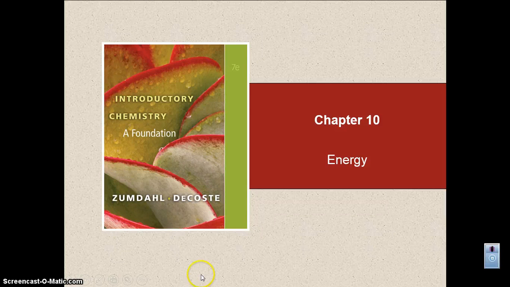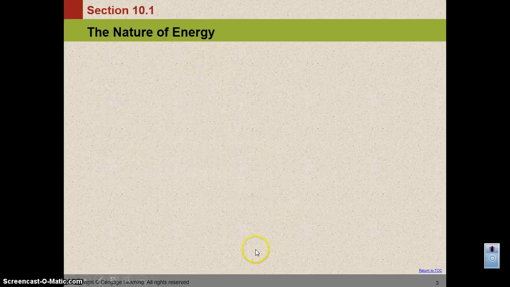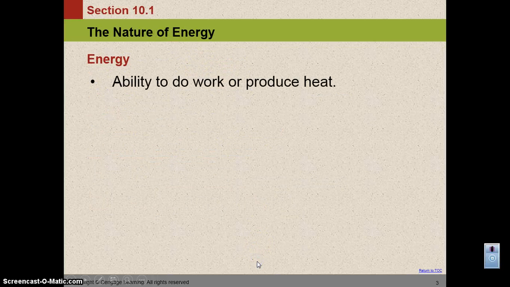Chapter 10 is going to deal with energy and thermodynamics. We're going to take a look today at a lecture dealing with the nature of energy, temperature and heat, and endo and exothermic processes. So let's start with the nature of energy. Energy is the ability to do work or to produce heat.